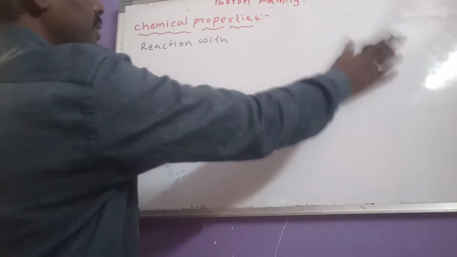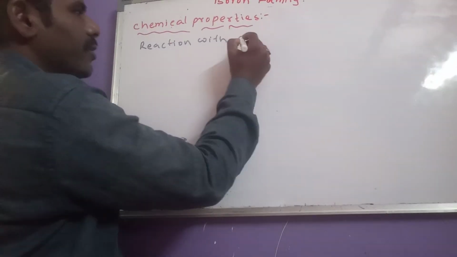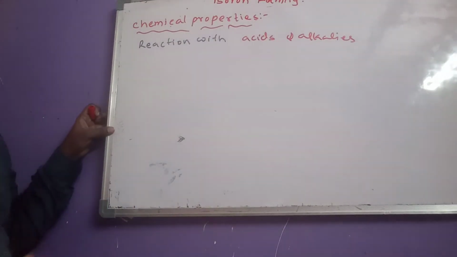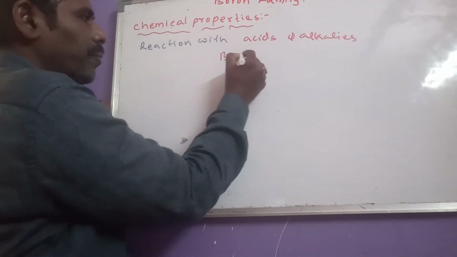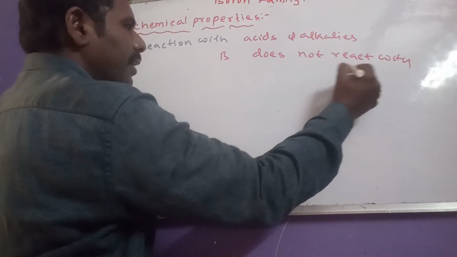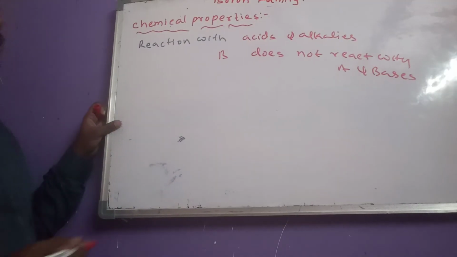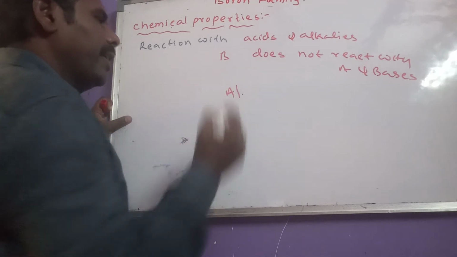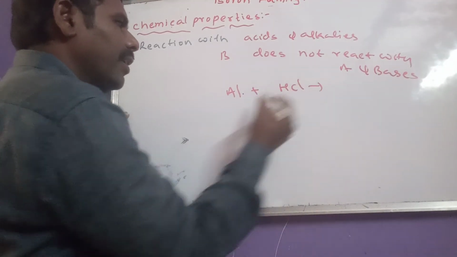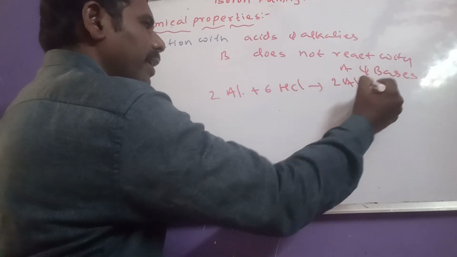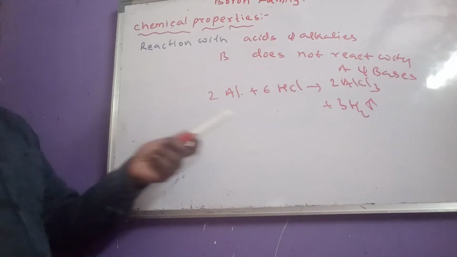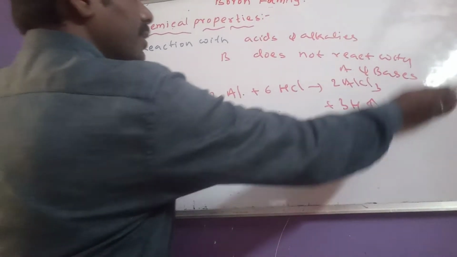Then the next one is reaction with acids and also with alkalis. Let us see what products are formed here. First, boron does not react with acids and bases. Aluminium reacts with acids. For example, with HCl it produces AlCl3 and liberates hydrogen gas. So aluminium reacts with acids to liberate hydrogen gas.